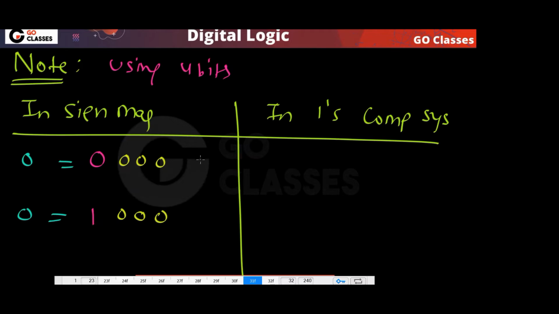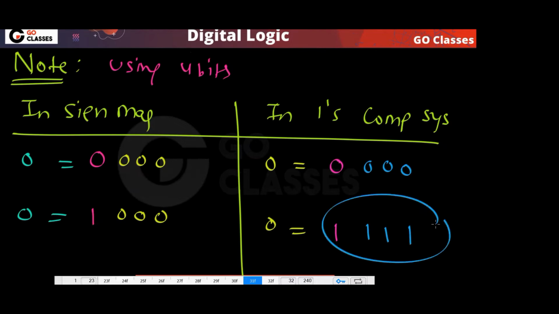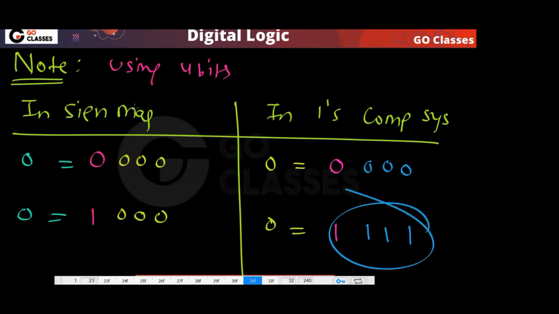In 1's complement, what are the two representations for 0? One is 0, 0, 0. This is one representation. Another is 1, 1, 1. Remember the difference, because you can notice this is also minus 0. This is a minus 0.